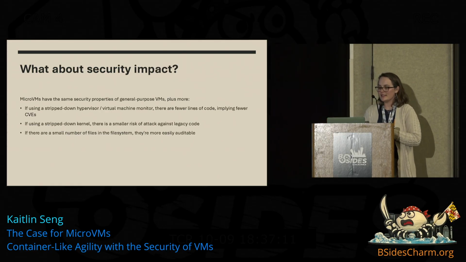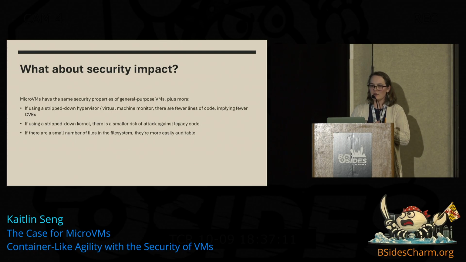Okay, so how does this impact the security of our virtual machines? MicroVMs have the same security properties of general purpose VMs that we were talking about before, as far as the isolation goes, plus more. Because if we've stripped down the hypervisor to remove all the unnecessary functionality, there are fewer lines of code, which would lead to hopefully fewer CVEs.